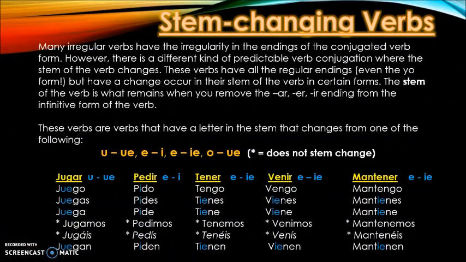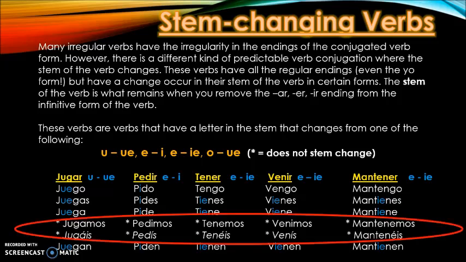And here are all the stem changing verbs that we went over. So remember, they are all different kinds of stem changing verbs, so you have to remember which one stem changes a specific way. So jugar is a U to UE stem changing verb. Pedir, E to I. Tener, E to IE. Venir, E to IE. And mantener, E to IE. The only ones that don't stem change are the ones with the little star or asterisk, and so those are the ones right there that do not stem change.